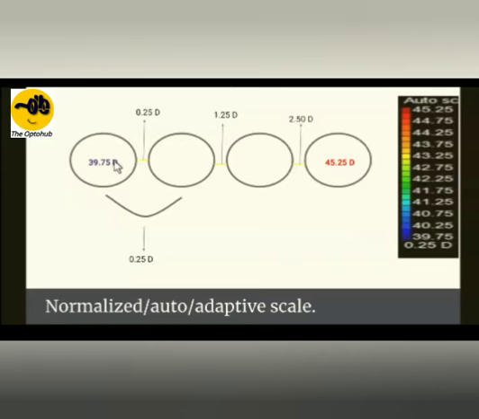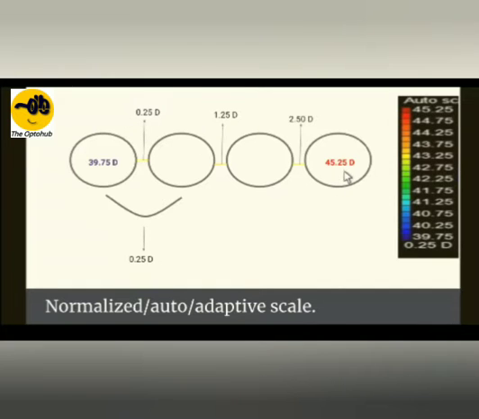So there is a point with 39.75 diopters, and the next point has an increment of 0.25, so over here it is 40 diopters. It will give an exclusive different color to 39.75, as well as an exclusive color to 40 diopters, and so on. So it will be highly sensitive. This kind of scale will magnify the defects on the cornea. It will help you to detect any subtle changes on the cornea.